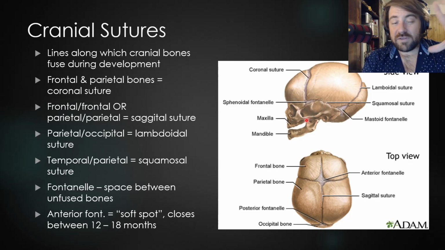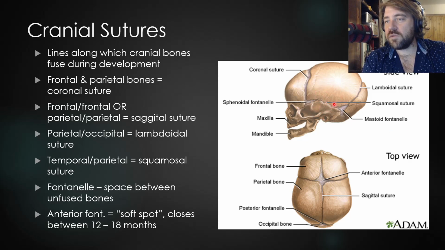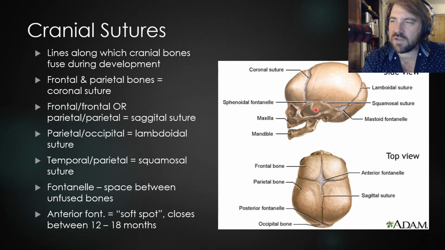Next, another one that we haven't talked about, like a plane that we haven't talked about because it's not really a plane, is the squamosal suture. So that's right here where the parietal bone and the temporal bone are going to fuse together. You've got the squamosal suture. And on either side of those, you've got a little fontanelle. Mastoid fontanelle we talked about. There's a little sphenoid fontanelle here.